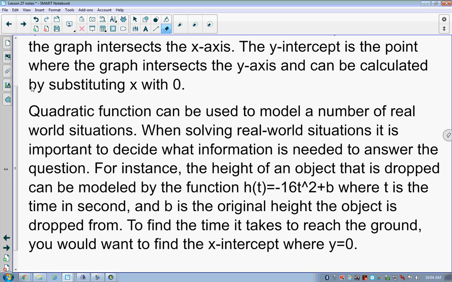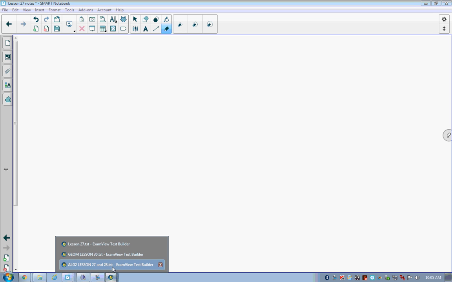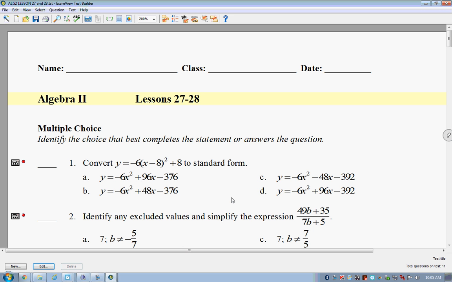Negative 16t squared plus b, where t is the time, and we want h to be the ground, or 0. B is the original height from which the object is dropped. We want to find the time it takes to reach the ground. You'd want to find the x-intercept where y equals 0, because y represents our height. Okay, so let's look at a question or two.